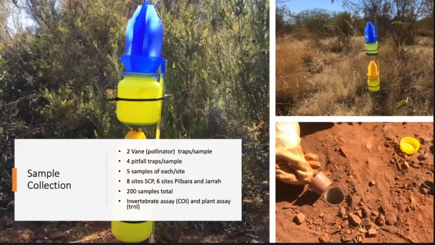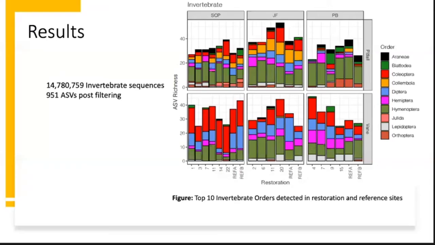And we used an invertebrate assay, an improvement on the previous one that also gets Hymenoptera, and also a plant assay to look at the plants that were associated with the invertebrates there. In total, we got 14 million invertebrate sequences that after filtering gave us 951 ASVs. ASVs are basically our sequencing species unit. It's called an amplicon sequence variant. And you can have multiple ASVs per species, just from natural genetic variation.